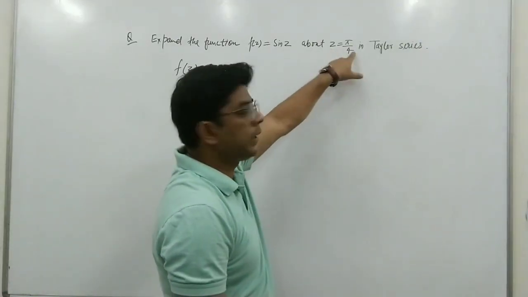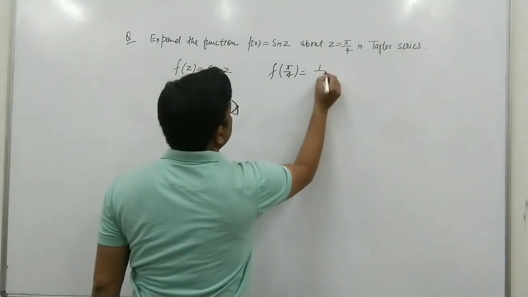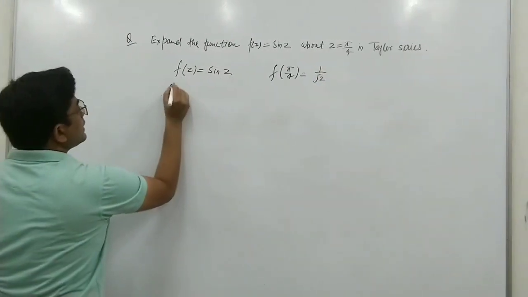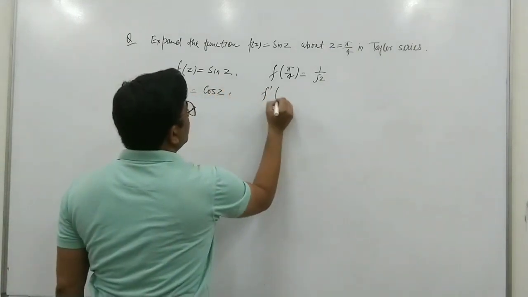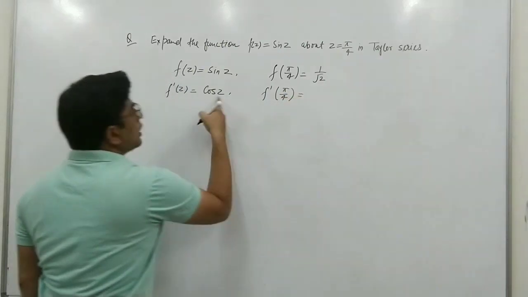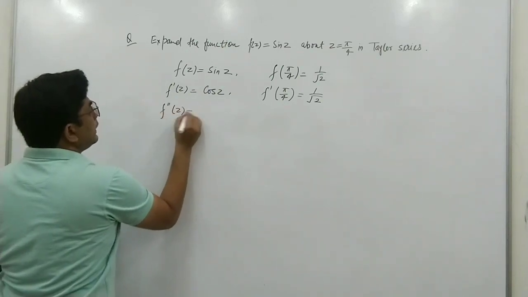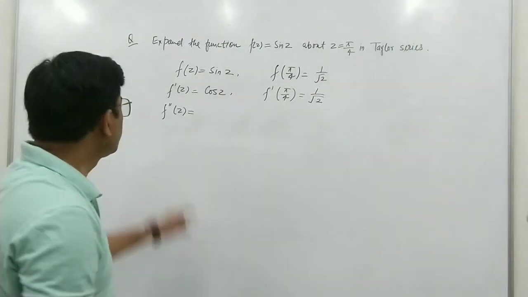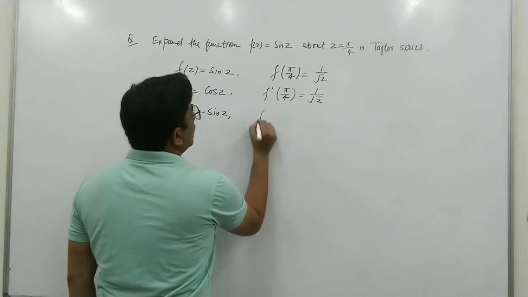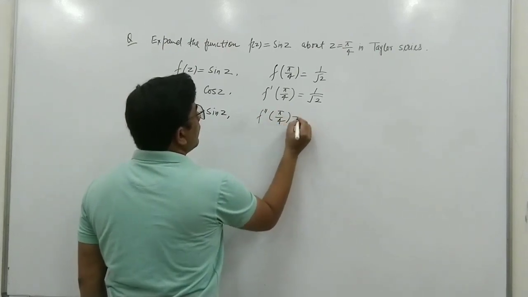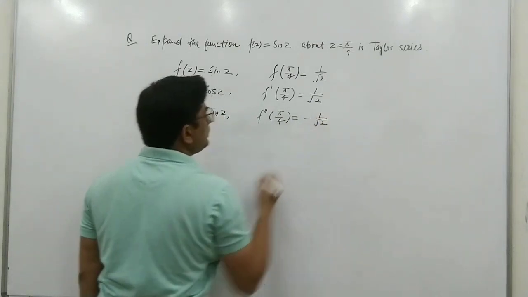Now first we find the value of this at pi by 4. So f(pi by 4) will be sin pi by 4, that is 1 upon root 2. Then we differentiate this: f'(z) is cos z. Now the value of this derivative at pi by 4, cos pi by 4, is also 1 upon root 2. Then the double derivative. We can find up to 4 derivatives. So f''(z), derivative of cos z, is minus sin z. Now the value of this double derivative at pi by 4 will be minus sin pi by 4, that is minus 1 upon root 2.